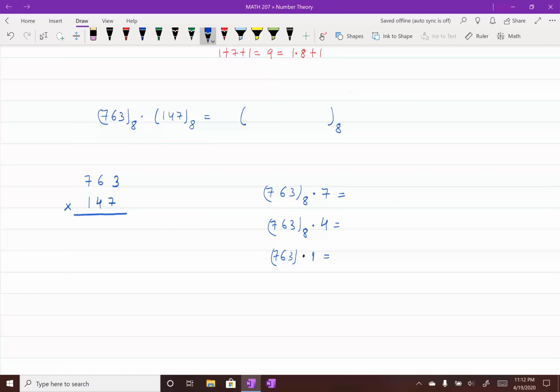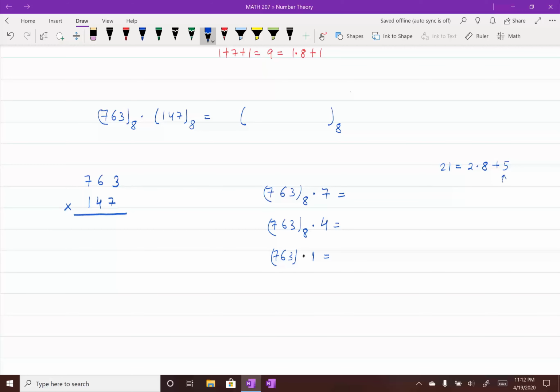So to fill up the first row, we need the value of 763 with the base 8 times 7. If you multiply, then 7 multiplied with 3 is 21. 21 you can write as 2 times 8 plus 5.